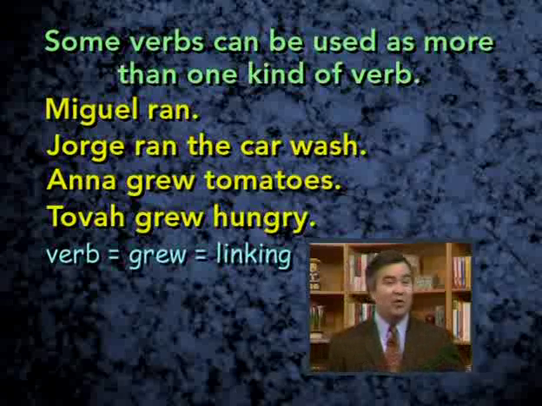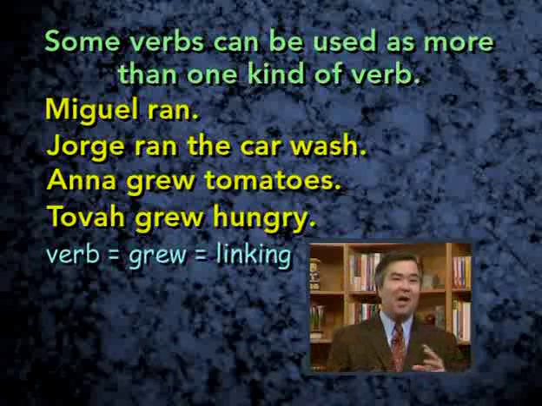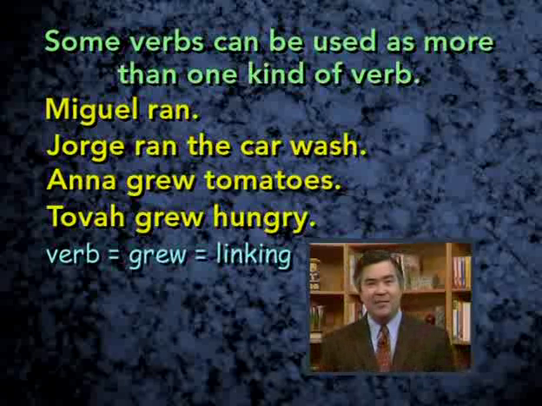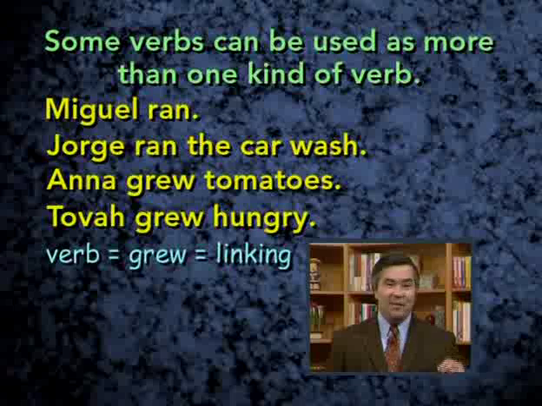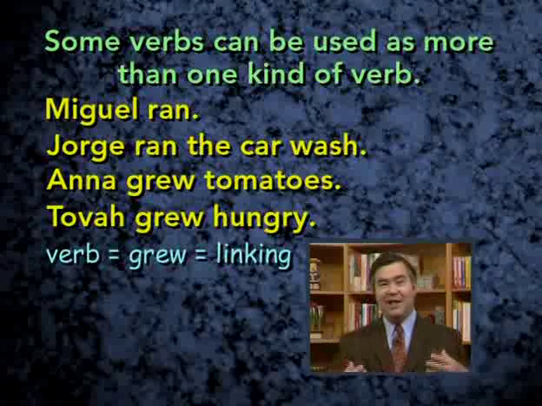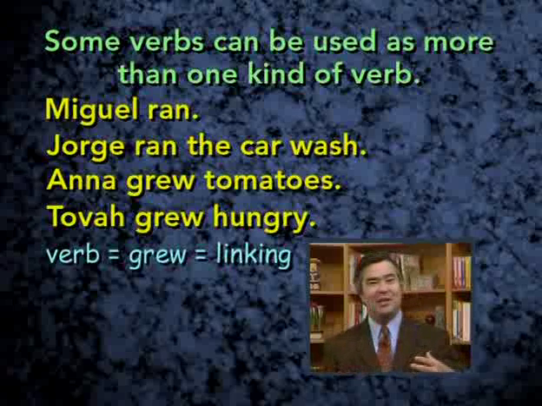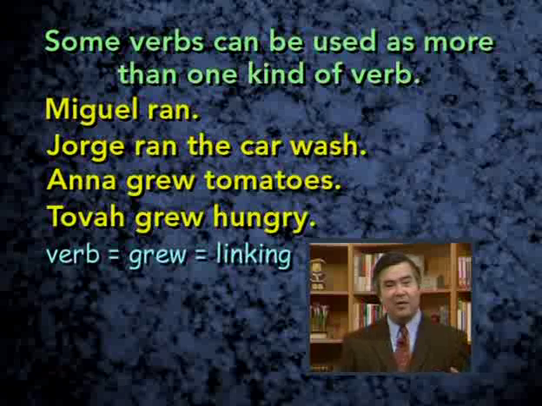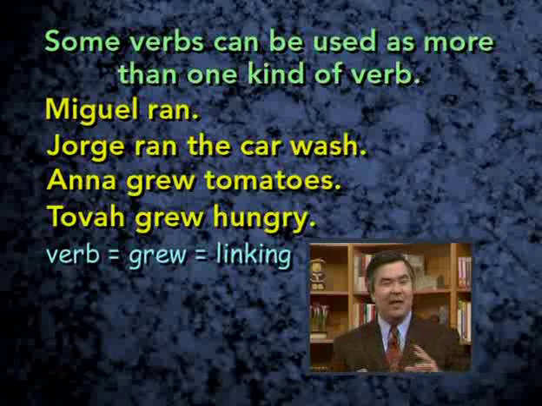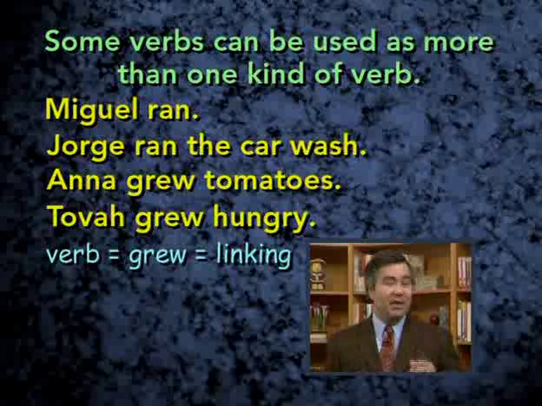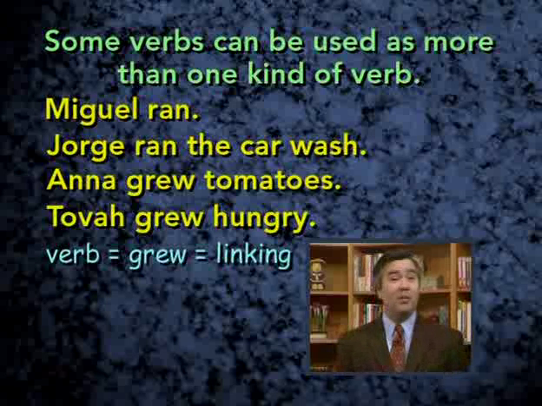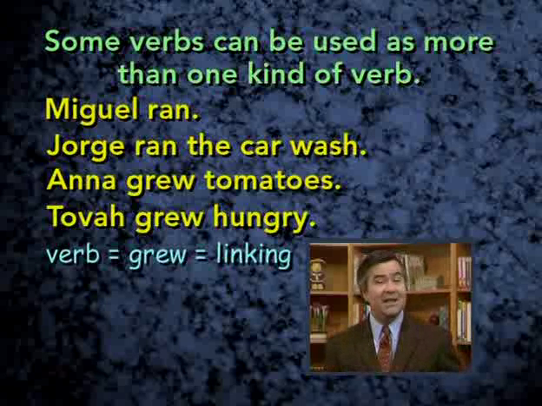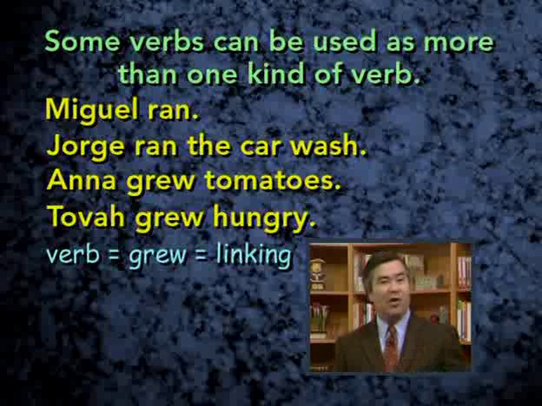It is linking Tova and hungry. The two things are being equated with one another. Hungry is not the object of the action. It's not receiving the action in the way the tomatoes received the action of growing in the sentence about Anna. Instead, grew is being used as a linking verb, and Tova and hungry are being equated with one another. Once again, notice that the very same verb can be used with different meanings to play a different role in a sentence.